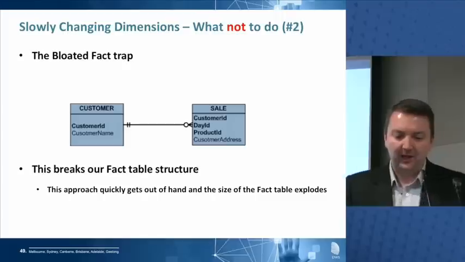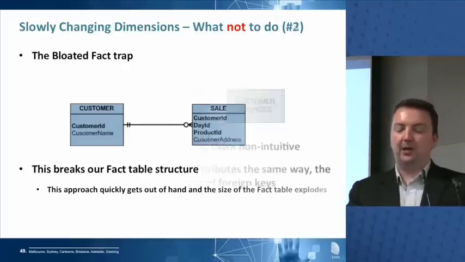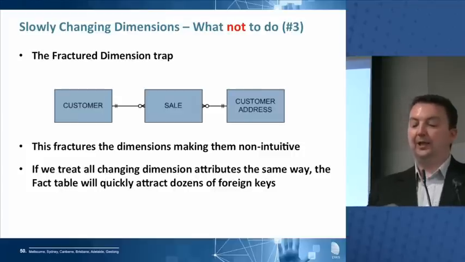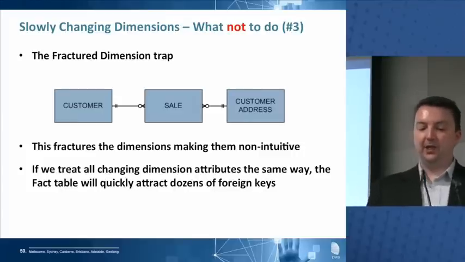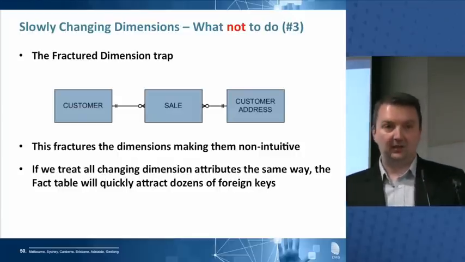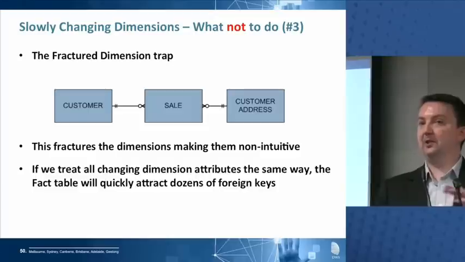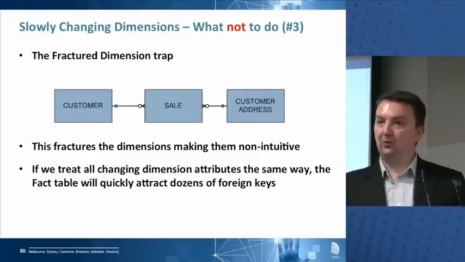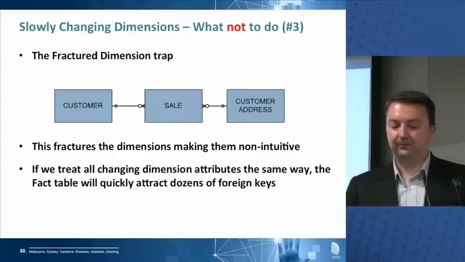What not to do number 3: fractured dimension table. Okay, so we can't hang it off customer. We can't put it in the fact table. So let's create another dimension. We'll have a customer dimension and a customer address dimension. That's kind of feasible because customer address is at a different grain to the customer. Customer is one row per customer. Address is one row per where the customer's lived.